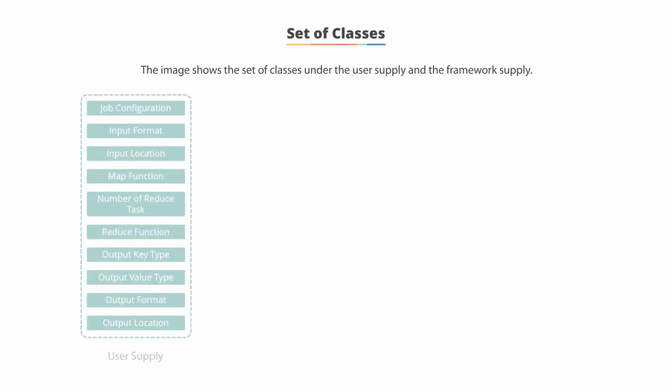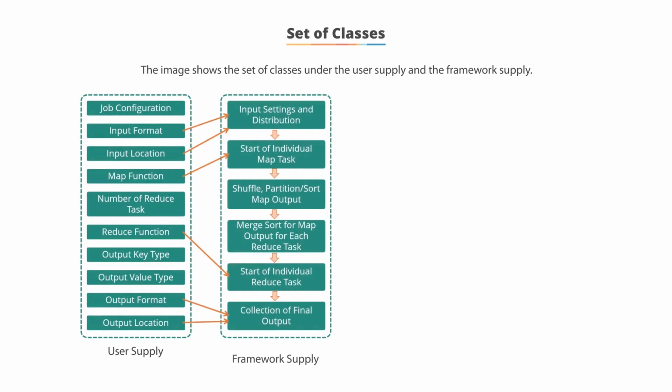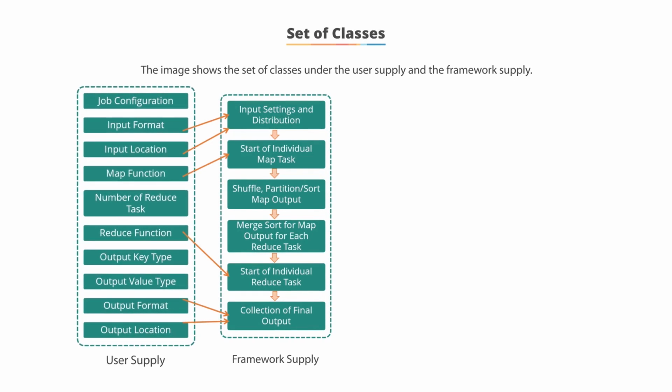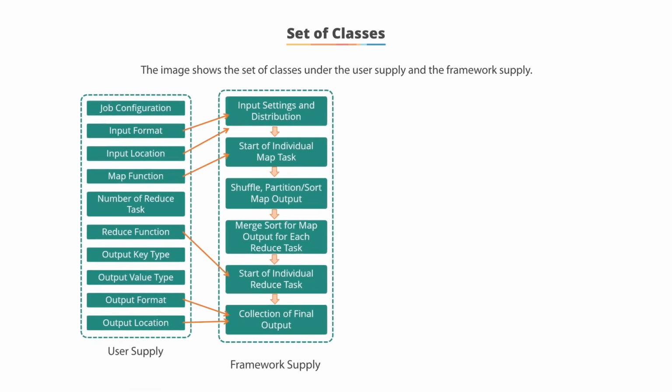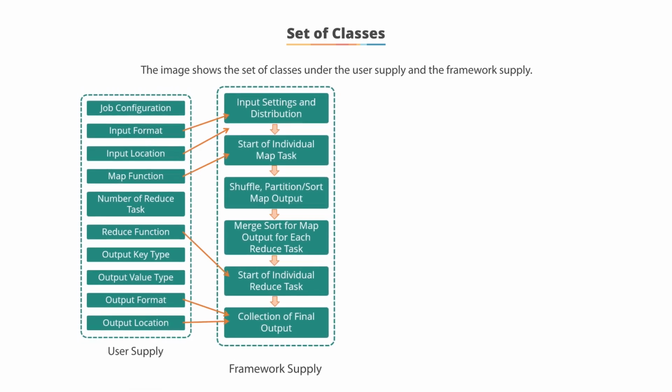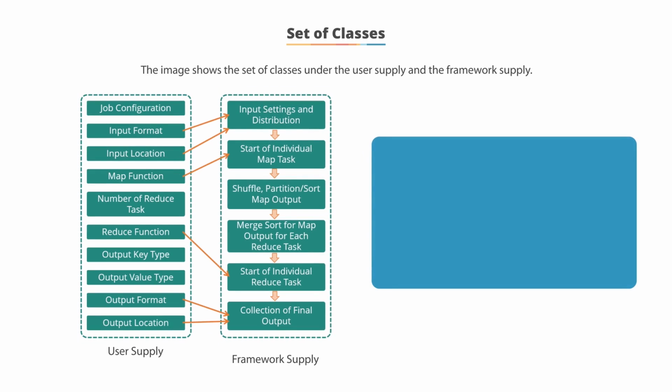Set of classes. This image shows the set of classes under the user supply and the framework supply. The user supply refers to the set of Java classes and the methods provided to a Java developer for developing Hadoop MapReduce applications. The framework supply refers to defining the workflow of a job, which is followed by all Hadoop services. As shown in the image, the user provides the input location and the input format as required by the program logic.